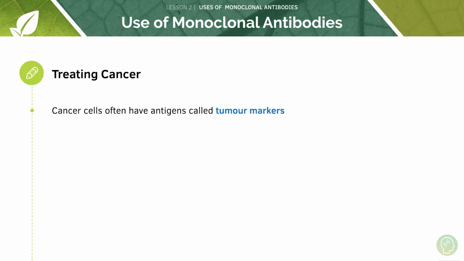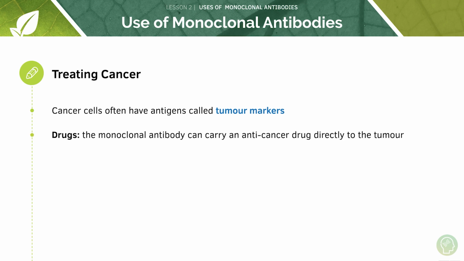So now let's look at how monoclonal antibodies can be used in treatment. Cancer cells often have antigens called tumour markers, and because we know of these tumour markers, we can design monoclonal antibodies that are specific to these tumour markers. So these monoclonal antibodies, when they're injected into the patient, are going to go and find these tumour markers and bind them.